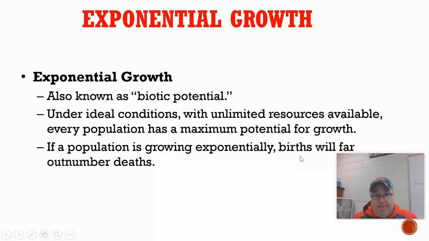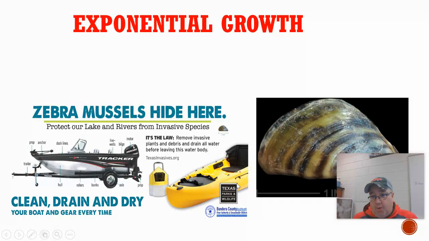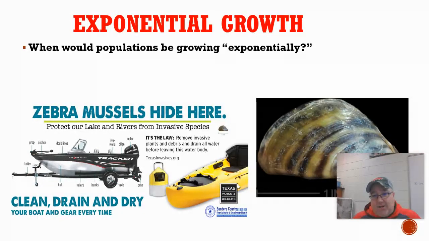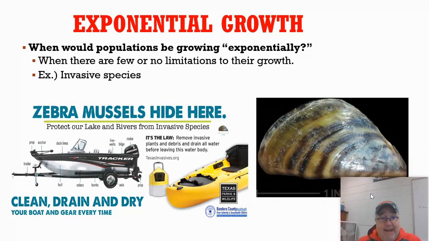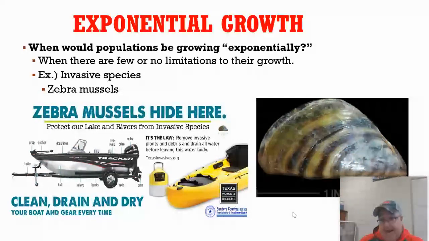So you can probably imagine that births will far outnumber deaths when a population is growing exponentially. Now, when would that actually be happening? Could organisms actually do that? Well, we see this quite a bit in nature, and a really good example of it is an invasive species. Invasive species are organisms that don't have anything limiting them. They have ideal living conditions. And when this happens, they tend to grow at a tremendously high rate.